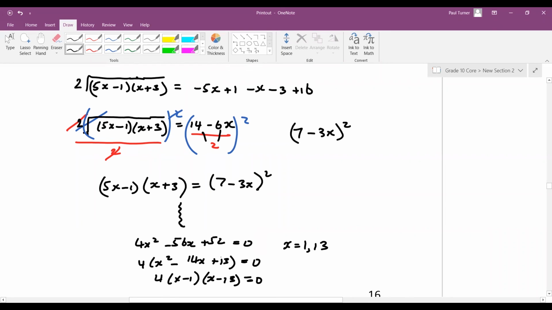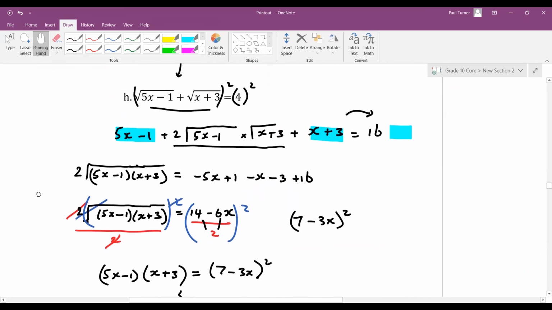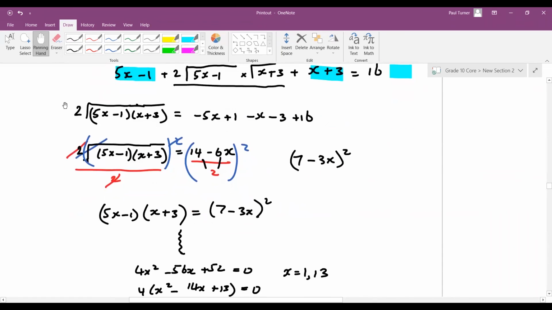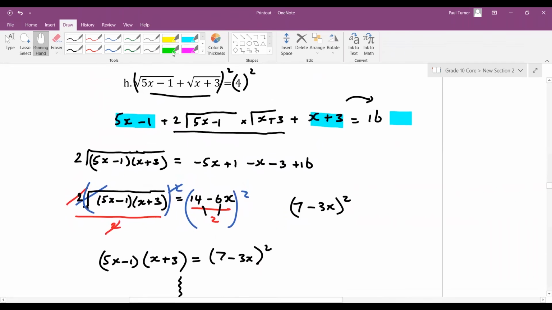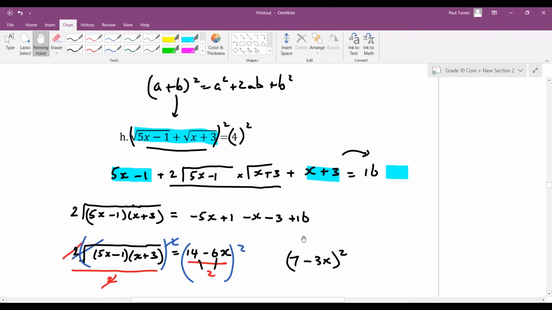But when you do this, you need to go back and check what you've got and check that they actually work in your question. So you'll need to go back and put them in here. You've got to put them back into here and check them. Let's have a quick look. So we've got x equals 1 and 13. So just check these work, and you should get 4 on this side. Okay, so I'll leave it at that. So that's something for you to check.